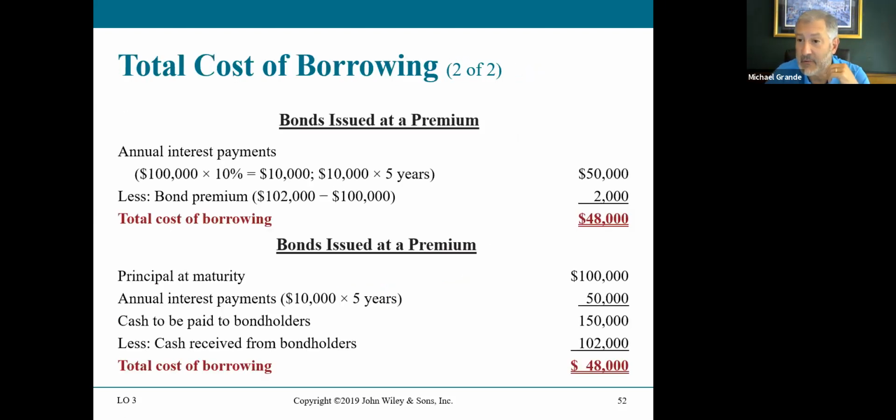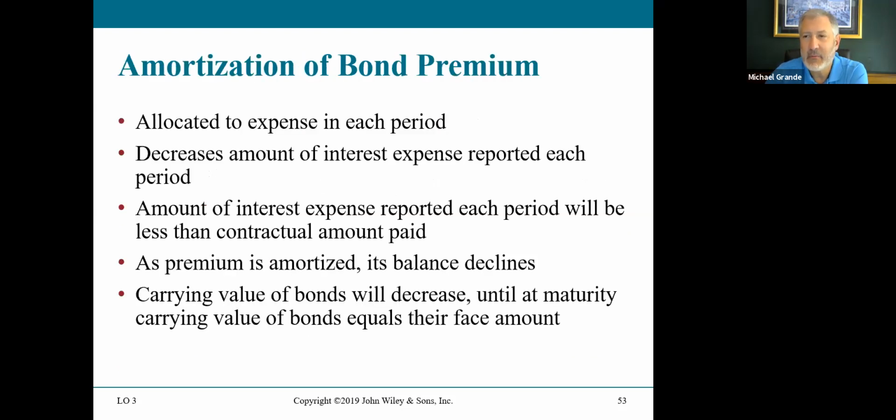There's your cost of borrowing analysis. You see the amortization of the premium decreases the amount of interest. How do we amortize it? Allocation to expense each period decreases the amount of interest expense reported each period. Very similar to the discount, but this time it decreases the interest expense.